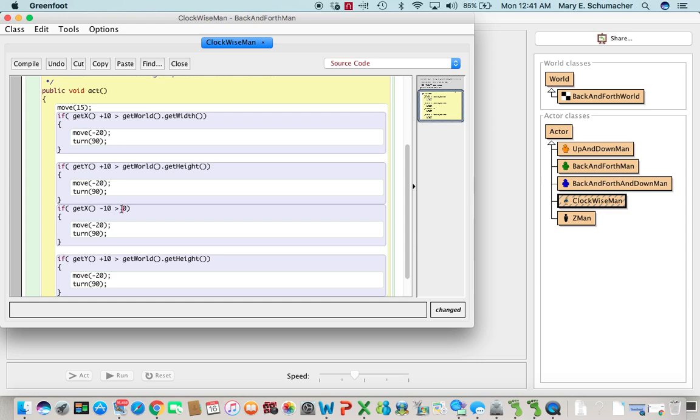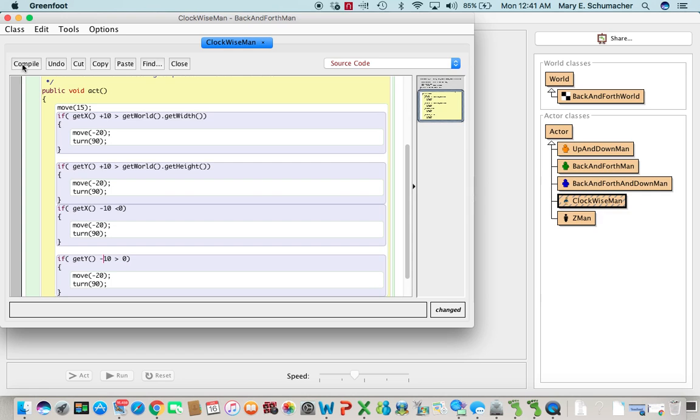If it is less than 0, so if the left side of the actor, minus 10, becomes less than 0, then we want to back up 20, turn 90 degrees, and continue. And then if we hit the top, that would be if we get to 0 at the top, that would be get y minus 10. We would still want to back up 20 and turn 90 degrees.